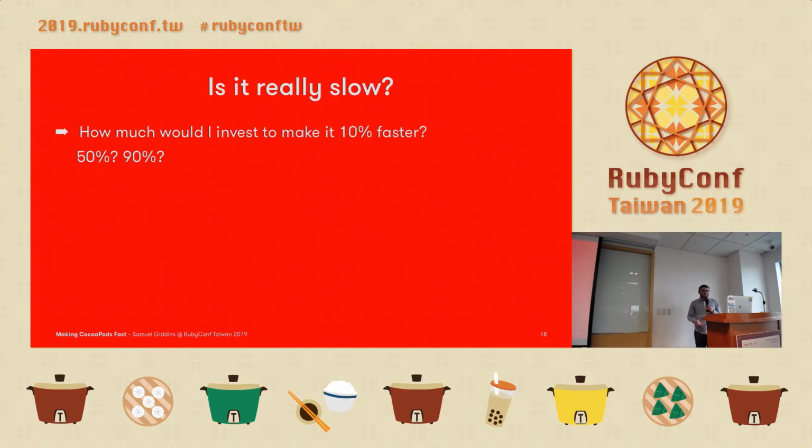So to answer the question of, is my app really slow, you can ask how much money would I invest to make it 10% faster, or 50% faster, or 90% faster? How do I know which part of what it's doing is slow? Most applications do a lot of things. Even your most basic web application is going to process a request, and then go to the database, and then render a view, and then send that back out over the network. There are a lot of steps going on, and that's in the most simple case.